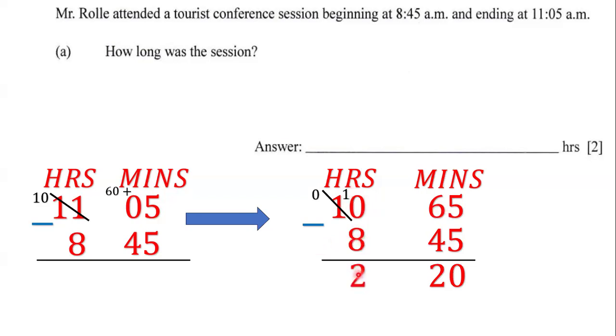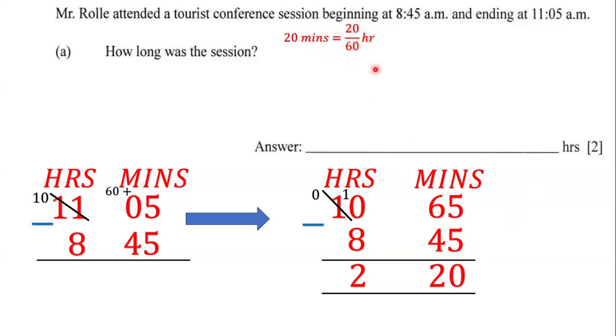So we have 2 hours and 20 minutes. Now, the thing is that this question wants us to express our answer in hours. So that means that we have to take this 20 minutes and express it in terms of hours. And so that's what we have to do. So what is 20 minutes expressed in terms of an hour? We know that 1 hour is 60 minutes. So to express 20 minutes in an hour, we just have to divide 20 minutes by 60. And so 20 minutes in terms of an hour is 20 over 60 hour.